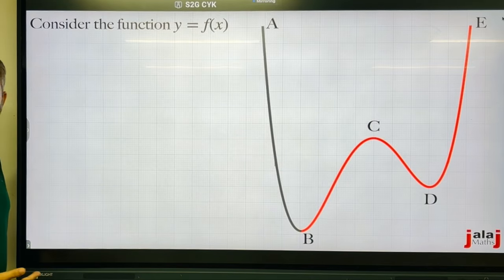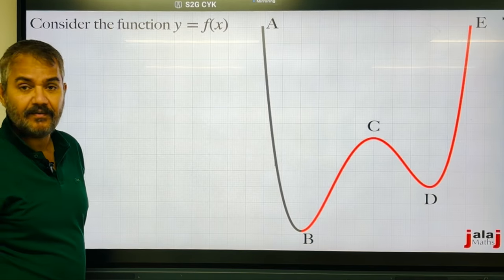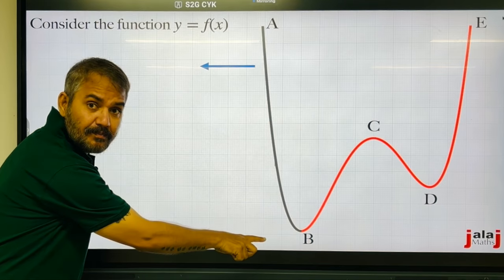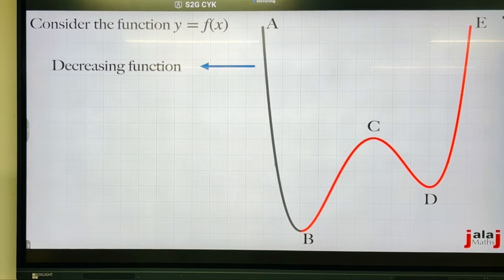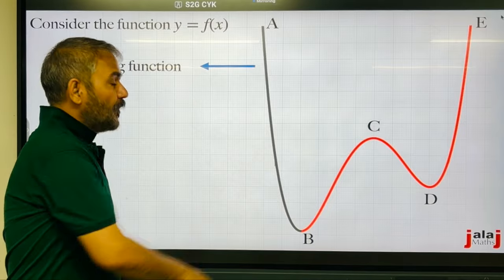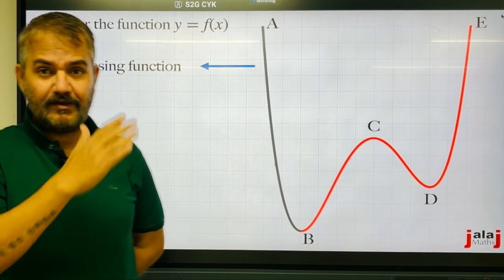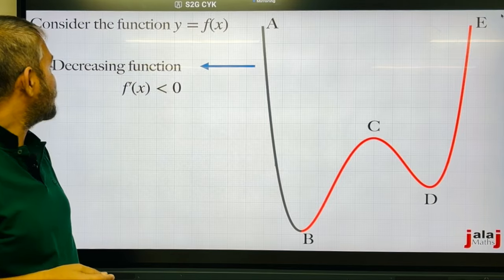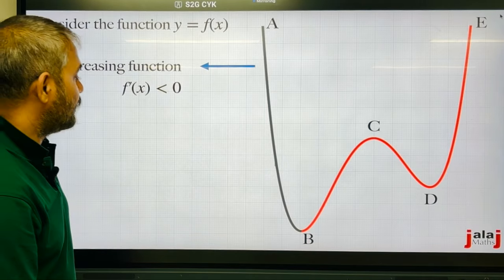So as a result, what happens? When we draw a tangent here, the gradient of the tangent will be negative. So this part of the curve from A to B, please remember B is not included, is called a decreasing function. Since the gradient is negative, at all points in a strictly decreasing part of a function, f prime, that is the first derivative, will be negative or less than 0.